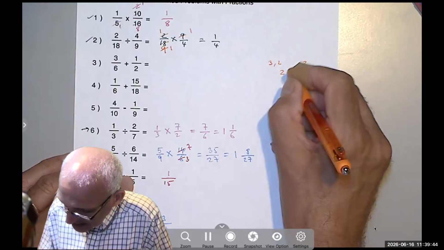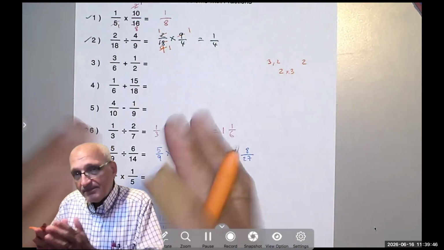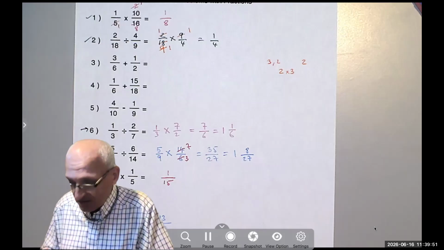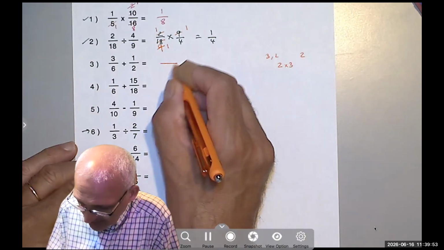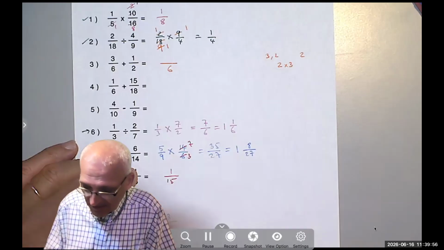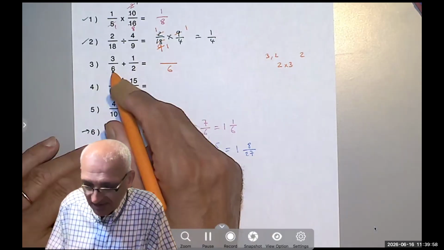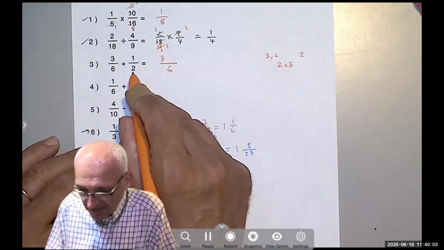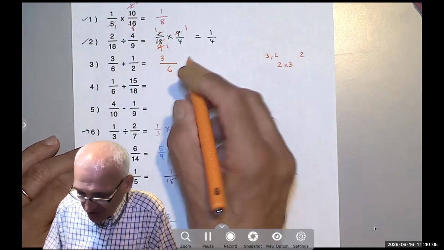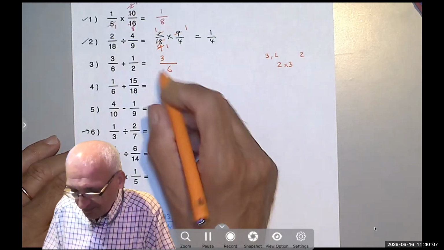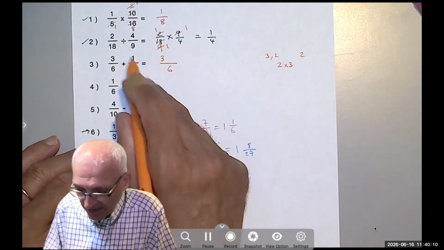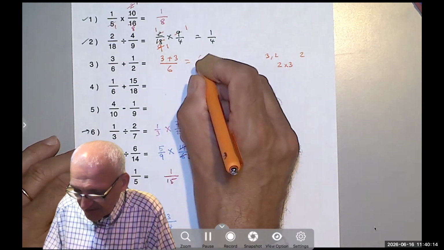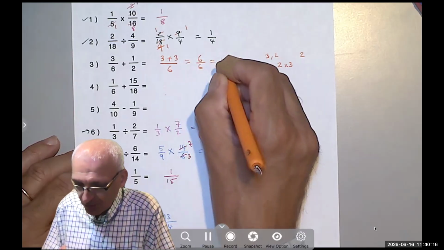So 2 times 3, because each one of them in each instance appeared once. So 2 times 3 is 6. I take a factor of 6. 6 divided by 6 is 1. 1 times 3 is 3. 6 divided by 2 is 3, times 1 is 3 again. So you get 3 plus 3 over 6, 6 over 6, which is 1.